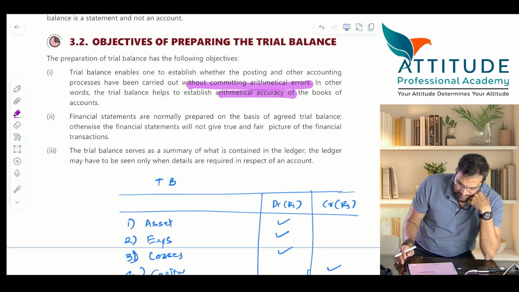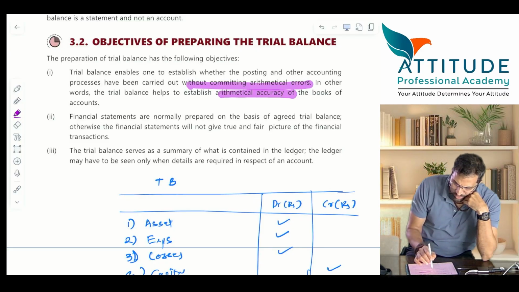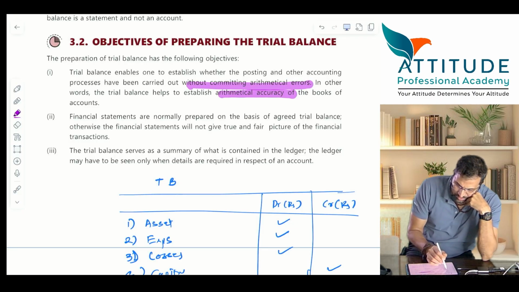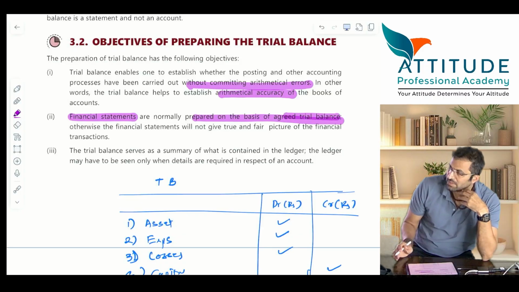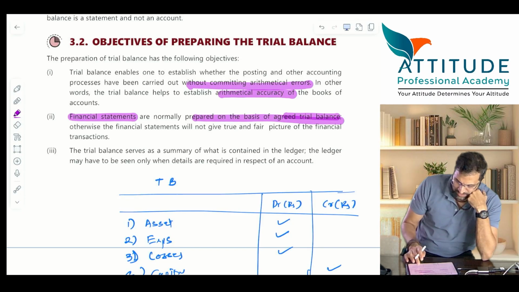Second, financial statements are normally prepared on the basis of agreed trial balance. Otherwise, financial statements will not give a true and fair picture. So if the trial balance doesn't agree, then financial statements will not show a true and fair picture.